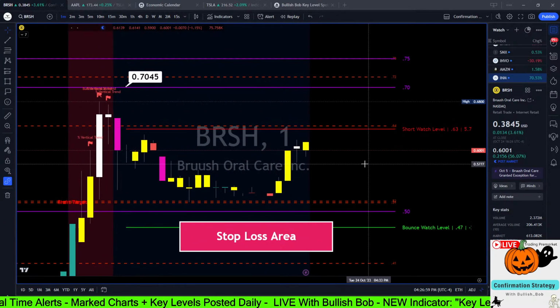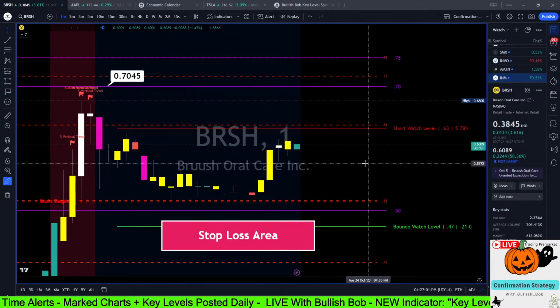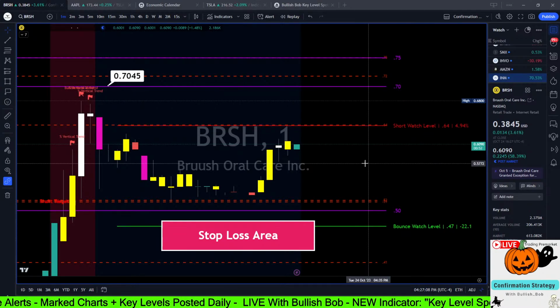Mock trade here. I'm not in this position, guys. We're mock trading this as this is a cheapo, and I do love stocks over $1, and I don't love stocks under $1.